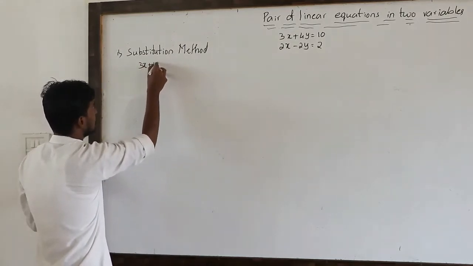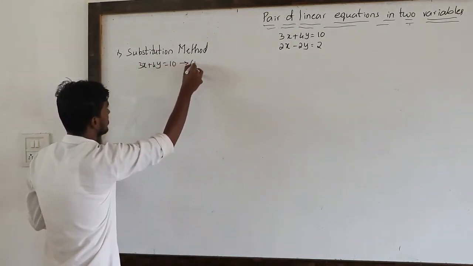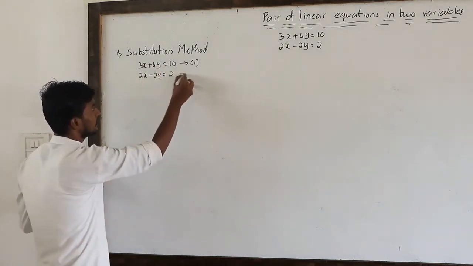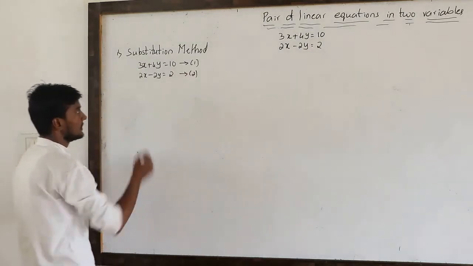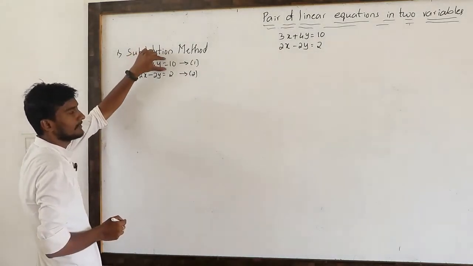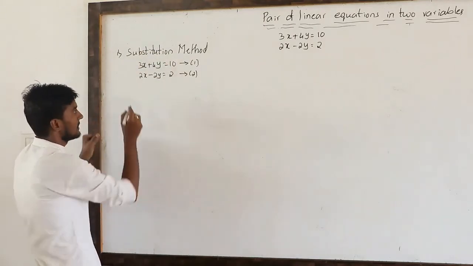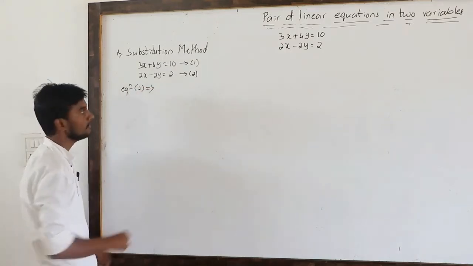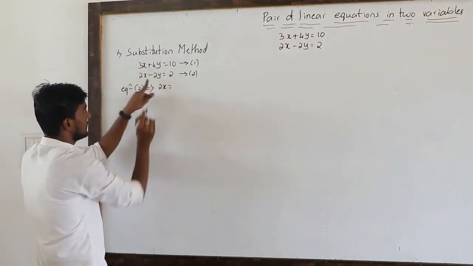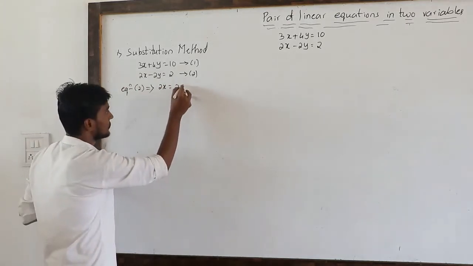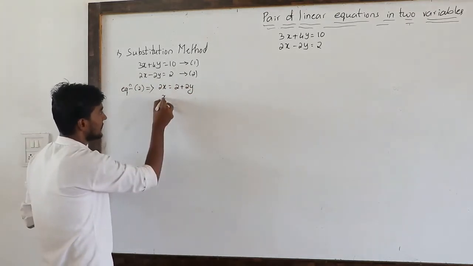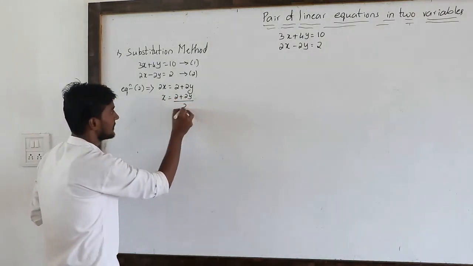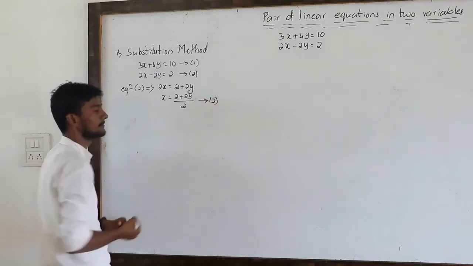Three x plus 4y is equal to 10. Take it as equation number 1. 2x minus 2y is equal to 2. Take it as equation number 2. So here you can consider either equation 1 or equation 2. So I will consider equation 2. Equation 2 implies 2x, keep it as it is. Take this minus 2y that side. So 2 plus 2y. Therefore x is equal to 2 plus 2y. This 2 if you take that side, divided by 2. It is equation number 3.